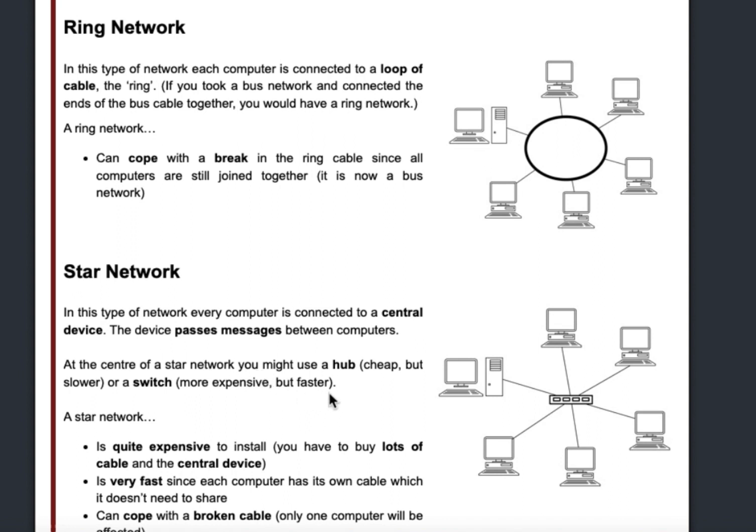Now in this type of network, every computer is connected to the central device, which is the switch, and the device passes the message between the computers. So whatever message you are sending, let's say this computer A is sending a message to computer D, you have to send the message to the switch, the central device.